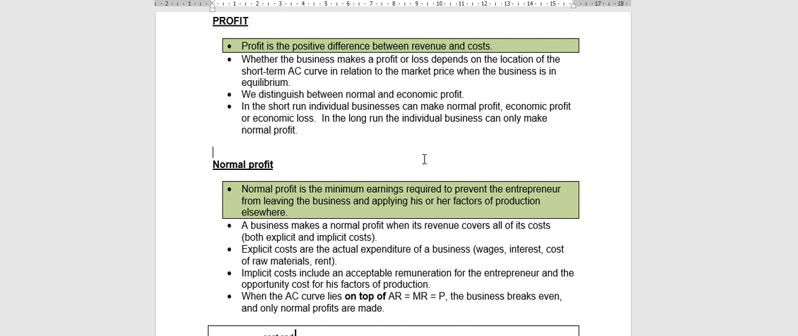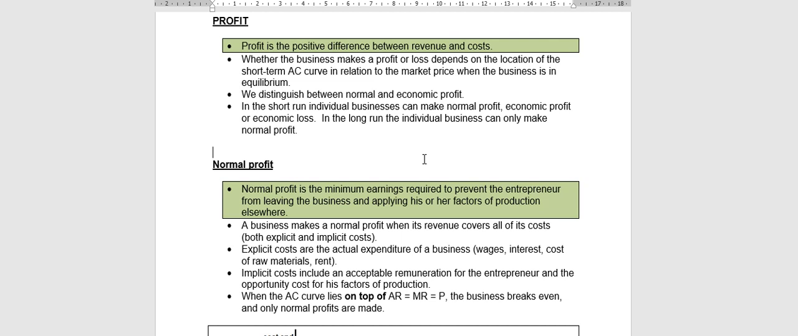Okay, but these three profit maximization positions, the normal profit, the economic profit, and the economic loss, together, constitute an essay question. Okay, so this is very, very important. You are going to write this essay for me also in the next activity. Okay, so for today, we're just going to look at normal profit.